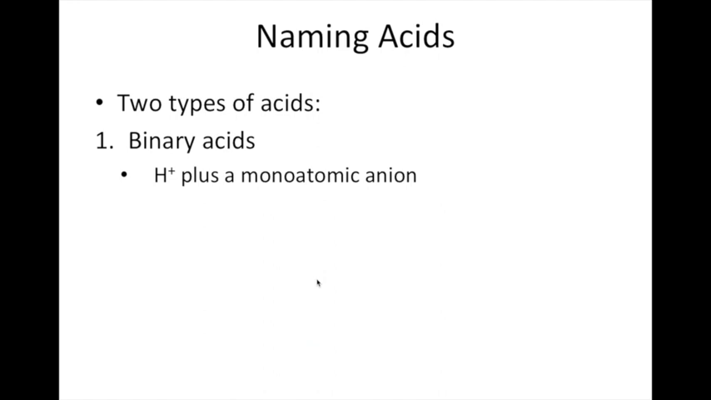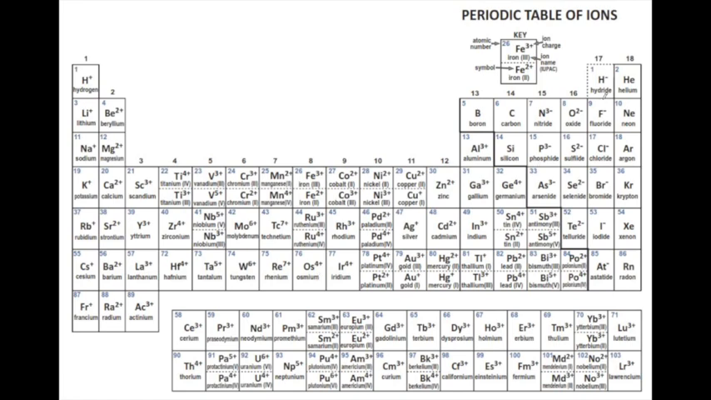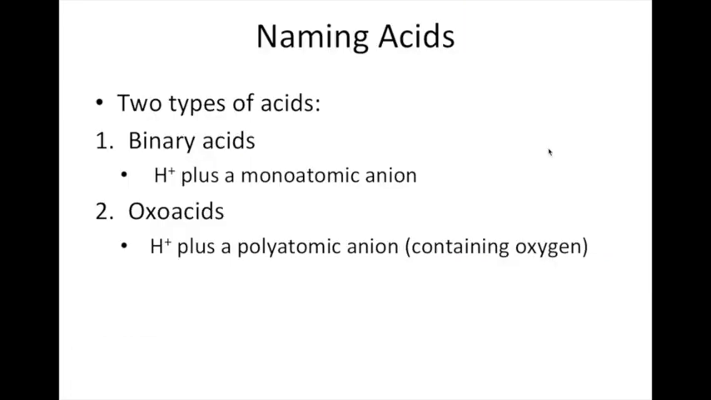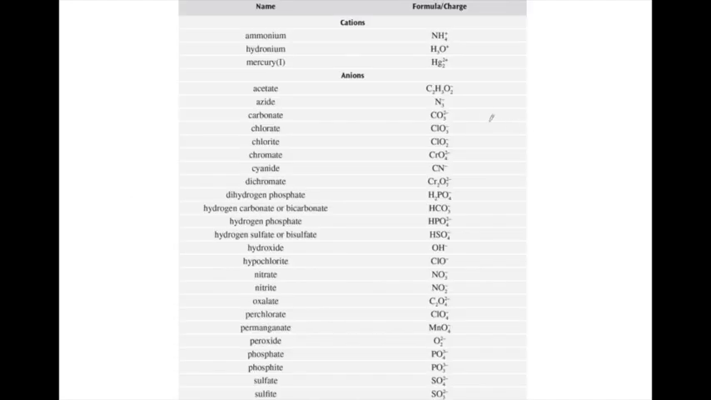cation in water. We're going to look at two types of acids here. Binary acids, which are composed of the hydrogen ion paired with a monoatomic anion. Remember that monoatomic anions are negatively charged ions composed of a single atom. So that would be some of these nonmetals over here on the left side. The second type are oxoacids, which contain an H+ ion paired with some polyatomic anion that contains oxygen. So remember your polyatomic anions, and you can see that a lot of these do contain oxygen. In fact, most of them do.